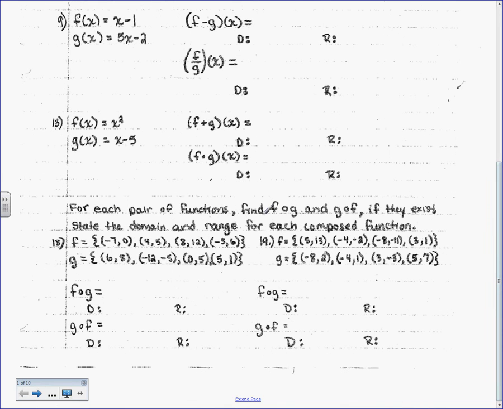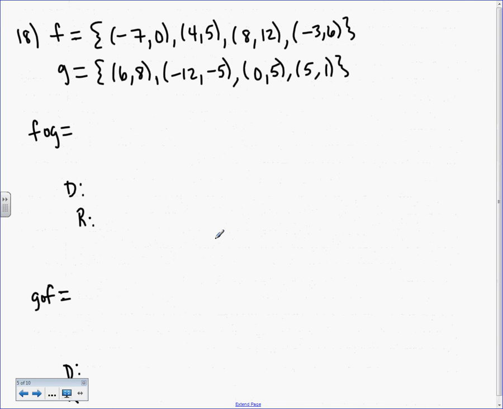Let me go to the directions because I didn't write them down. For each pair of functions, find f of g and g of f, if they exist. State the domain and range for each composed function. Here's f. Instead of a polynomial like before, it's just a bunch of ordered pairs, and g is the same. This is super easy and you don't need a calculator, but it's also very easy to get confused. So I might just watch me and write it down later. I'm afraid if you blink, you're going to miss it.